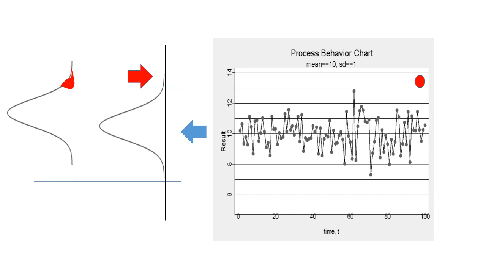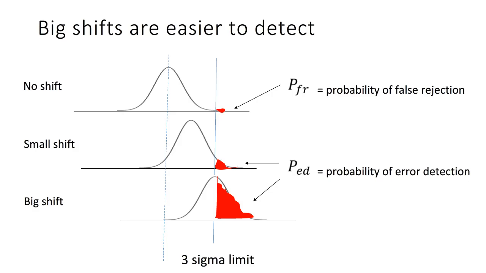And what kinds of errors could this rule detect? So let's look at how this would work. This slide shows 3 different distributions. The distribution in the top panel is stable and has no shift at all.